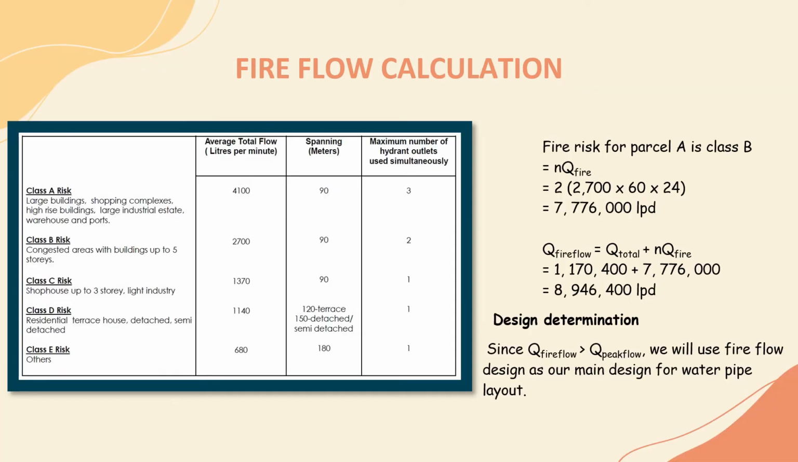The fire risk for parcel A is classified in class B and we get 7,776,000 liters per day. Subsequently, the fire flow obtained is 8,946,400 liters per day. Since Q of fire flow is larger than Q of peak flow, we will use fire flow design as our main design for the water pipe layout.